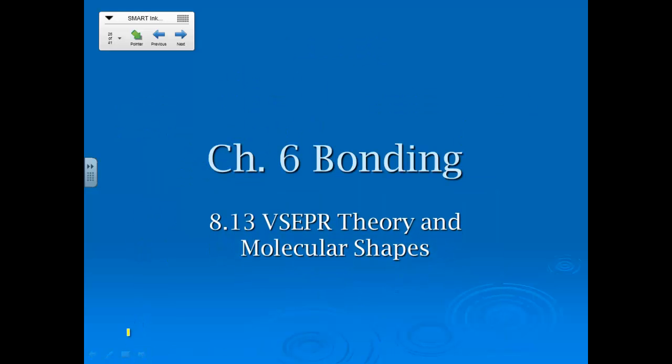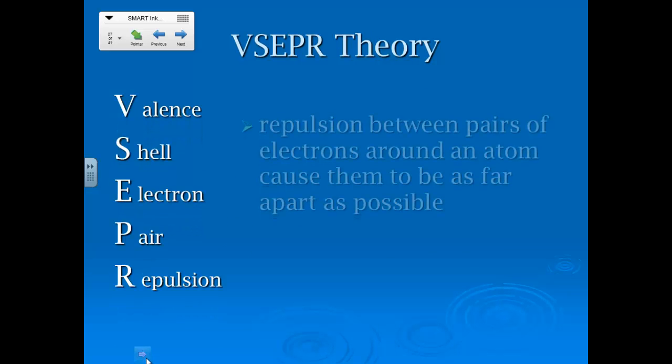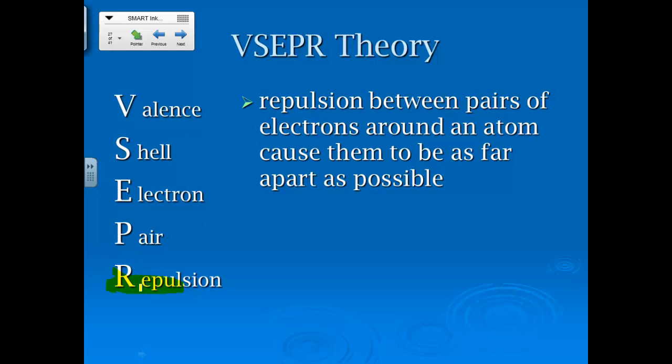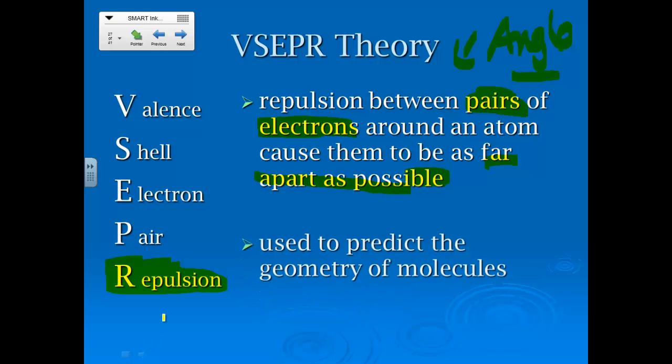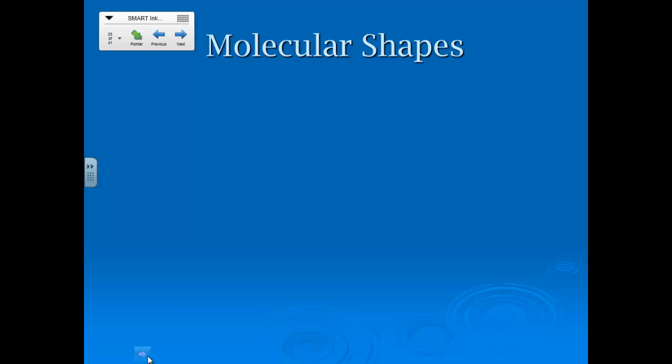All right, last thing we got to talk about is VSEPR theory and molecular shapes and geometry. VSEPR theory stands for valence shell electron pair repulsion. This part is huge. We need to understand the background a little bit more than last year. Last year it was just memorize the shapes. The repulsion between the pairs of electrons around an atom cause them to be as far apart from each other as possible. And this is where we're going to get into the bond angle, and we got to be able to explain it a little bit more, and you'll see this a lot of times in the essay questions, and it's used to predict the geometry of molecules.